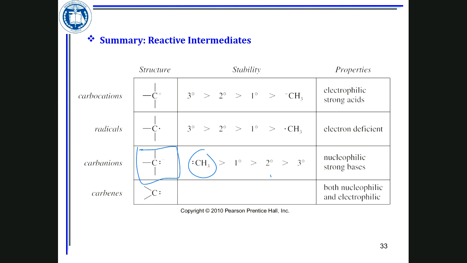If you have a carbocation, we classify that as an electrophile.